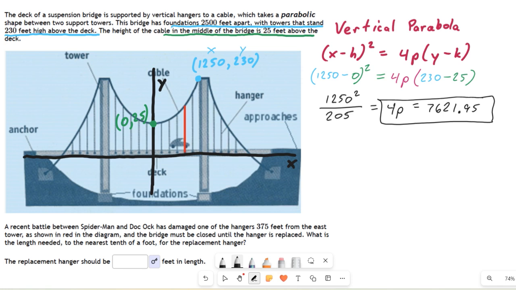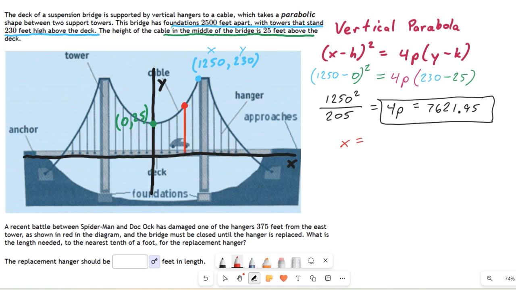And now we're going to plug that back into the equation again, but this time using different numbers. This time, and let me do this in red, I want to know if there was a cable damaged, and it gives me the x location of that cable. How high is that cable? In other words, what's the length of that hanger connecting the deck to the cable? Because I need to replace that piece. So the length of that thing can be figured out this way.